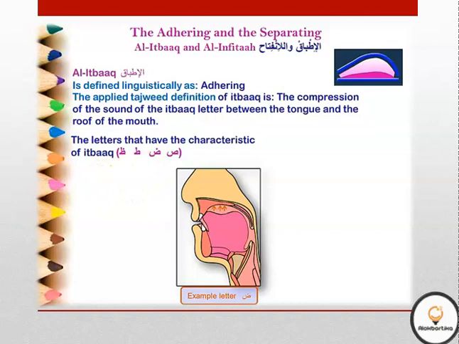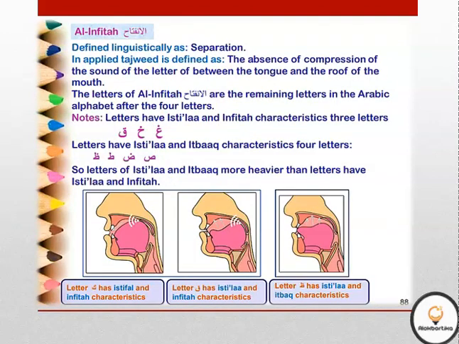Okay. So the rest of the letters are in the group of infitah. Infitah means separation. The applied definition is the absence of the compression which was prominent in itbaq. It is absent in this group. The compression of the sound of the letter between the tongue and the roof of the mouth. The letters of infitah are the remaining letters in the Arabic alphabet after the 4 letters. So except the 4 letters of itbaq, the rest of the letters are the letters of infitah.